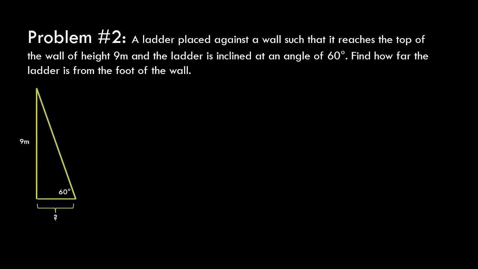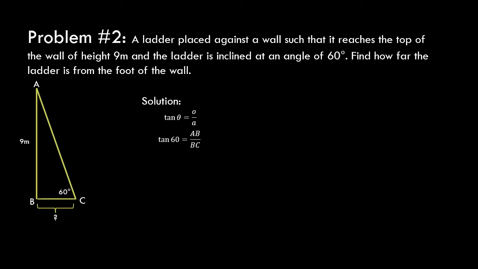So as usual, we're going to label the edges of the triangle as A, B, and C. So in this problem, we have an angle of 60 degrees. And what we are looking for is side BC, which is the adjacent of our angle. And our given 9 meters is side AB, which is the opposite of our angle. So the function that we are going to use is tangent theta, which is opposite over adjacent.